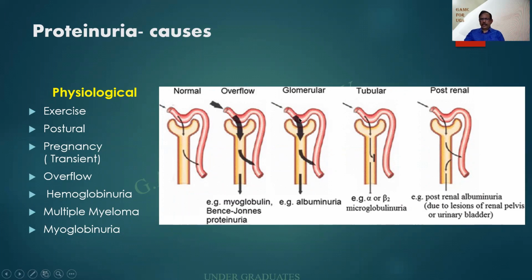When there is going to be a glomerular damage, there is an albuminuria. And when it is minimal, there is something called microalbuminuria. And there are some other diseases where the kidney is normal, but there is a post-renal albuminuria. For example, from the renal pelvis up to the bladder, there can be damage, infection, and so on. So these are the various causes, and there is a beautiful diagram explaining the principles of it. Physiological proteinuria.